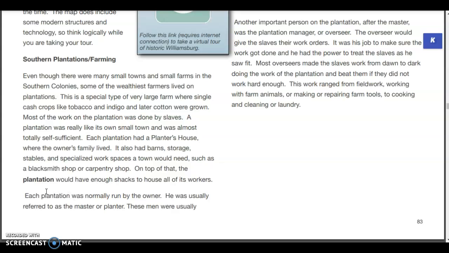Oop, vocabulary alert, vocabulary alert. I see another bolded word here. So again, from the text, please choose the best definition for the word plantation.